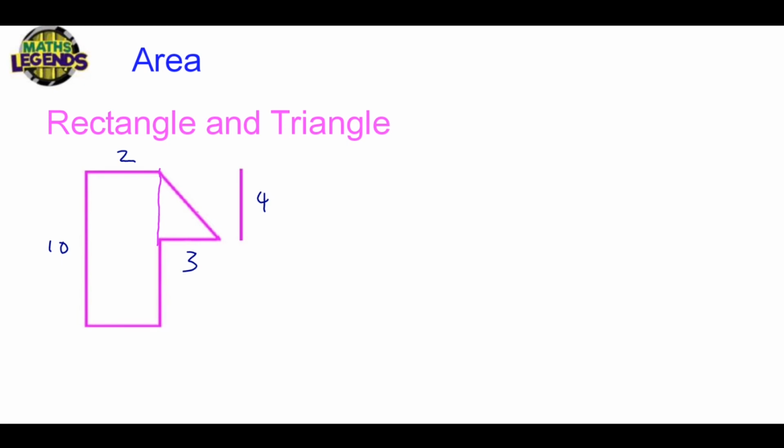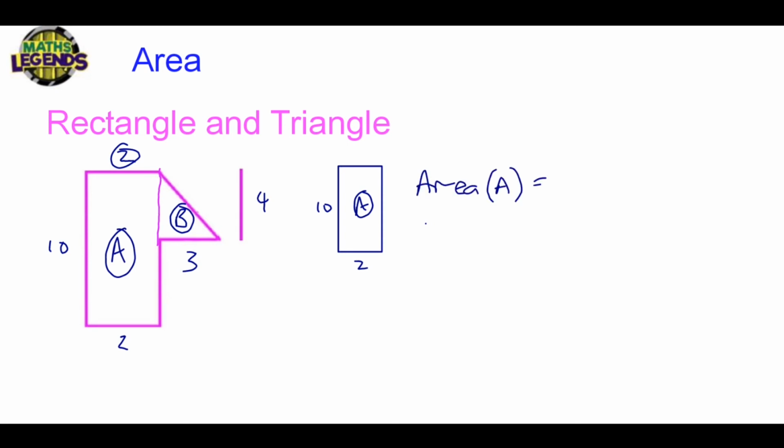So again, we look to calculate the area of each of those two shapes. So let's call this one A, this one B. So here this is A. The base is 2 and the height is 10. Because it's a rectangle and this number here is going horizontally, we know the bottom number here is also 2. So here the area for this one is 10 times 2, which is 20.